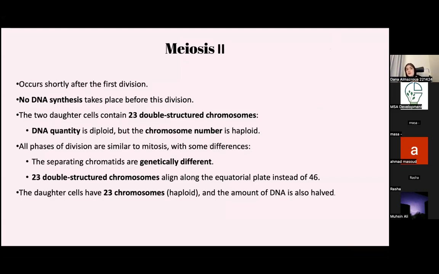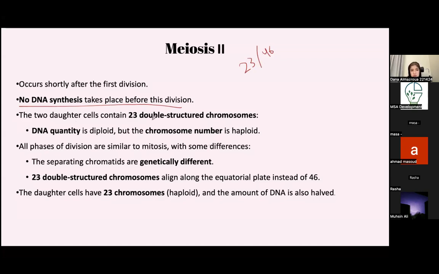Okay, so I'm going to start with meiosis II, which occurs shortly after the first division. Now we divided the cells in meiosis I. We're going to go into meiosis II. Now, no DNA synthesis takes place before the division. If you remember, in meiosis I, we went through the S phase. We've replicated the DNA, then we went through meiosis I. So there was a DNA replication here. We don't replicate the DNA after meiosis I. Plus, we were left with 23 chromosomes and 46 chromatids. This is where we're going to go on from. There is no DNA replication happening.